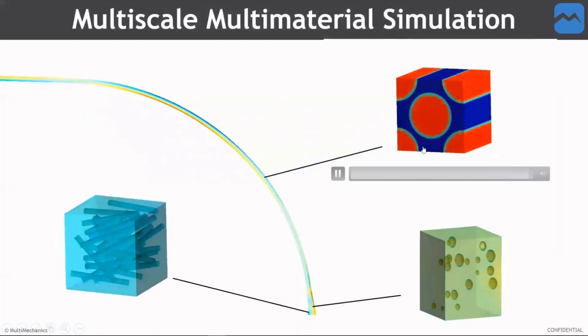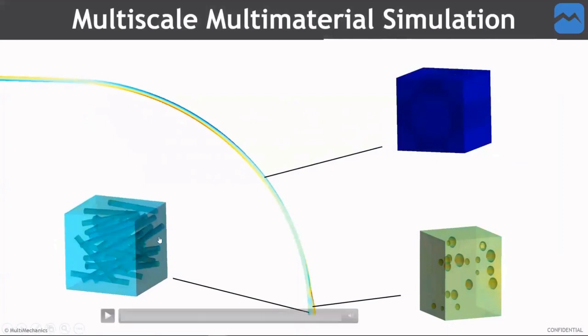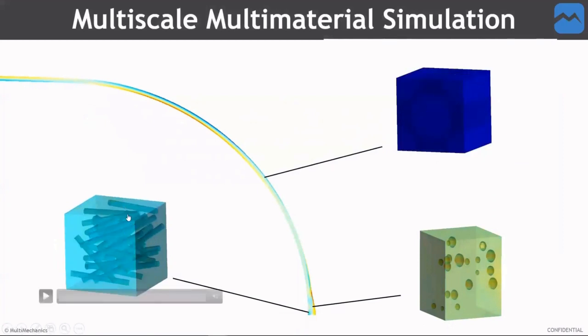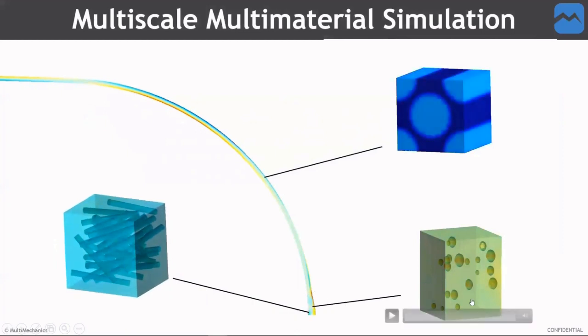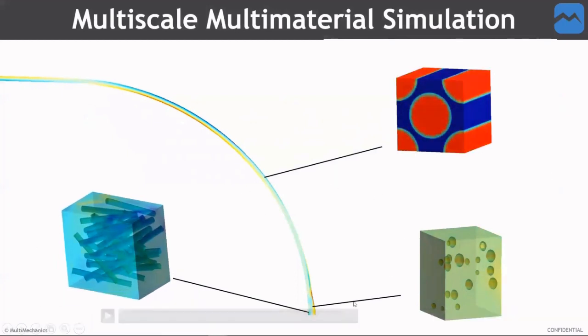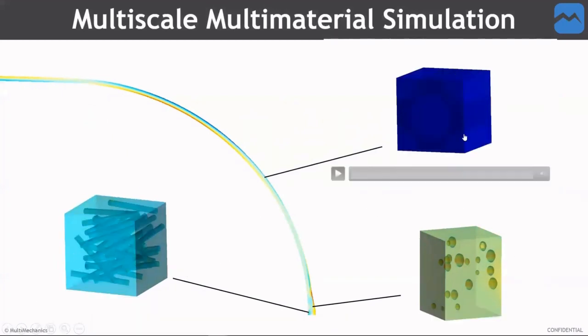So on the top right, this is the continuous fiber composite. Here we have a chopped fiber composite that represents the boss region. And here we have a porous adhesive that is gluing those two together. So you can see how they're all simultaneously running and the different loadings that are being transferred to the different materials.